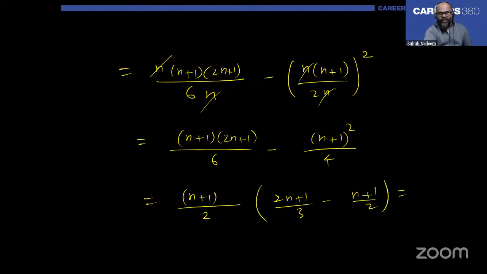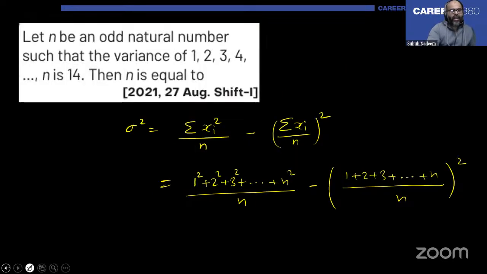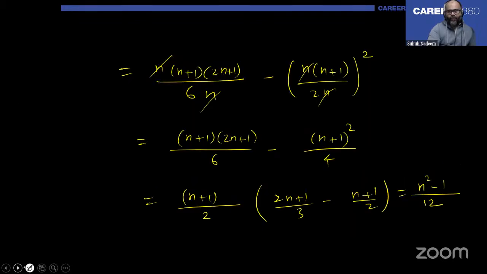So it is (2n plus 1) by 3 minus (n plus 1) by 2. So when we take LCM, it will become 4n minus 3n is n, and 2 minus 3 will be minus 1. So n minus 1 by 6 it will become. So we can say (n square minus 1) by 6 into 2, 12. This is how we will get the simplified form. Now this variance, which is (n square minus 1) by 12, is given as 14.